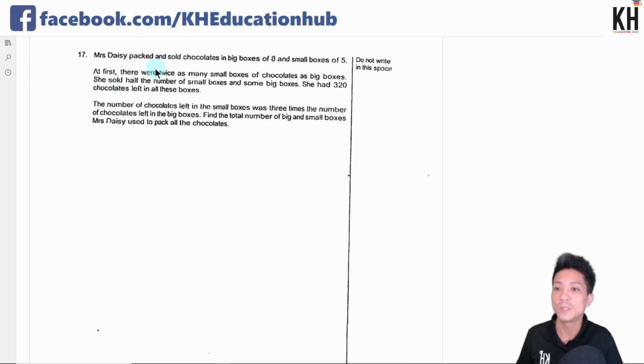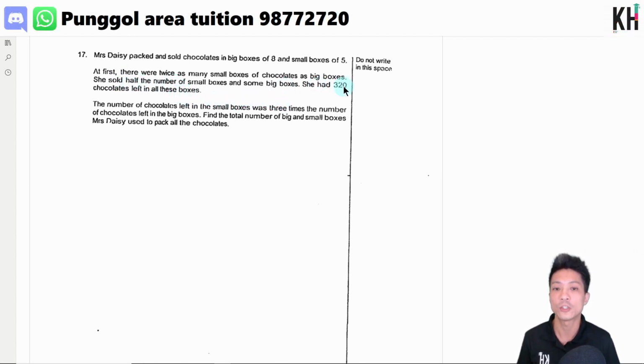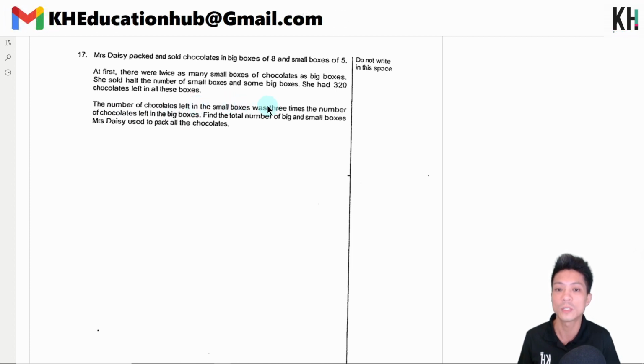Question 17. Mrs. Daisy packed and sold chocolates in big boxes of 8 and small boxes of 5. At first there were twice as many small boxes of chocolates as big boxes. She sold half the number of small boxes and some big boxes. She had 320 chocolates left in all these boxes. The number of chocolates left in the small boxes was 3 times the number of chocolates left in the big boxes.